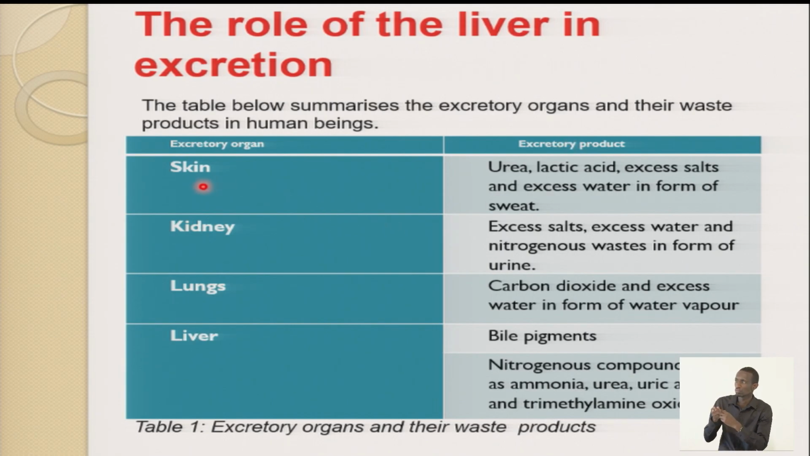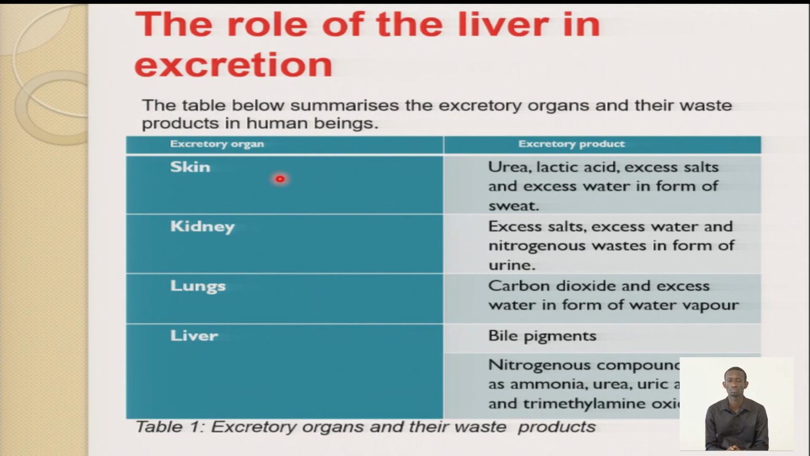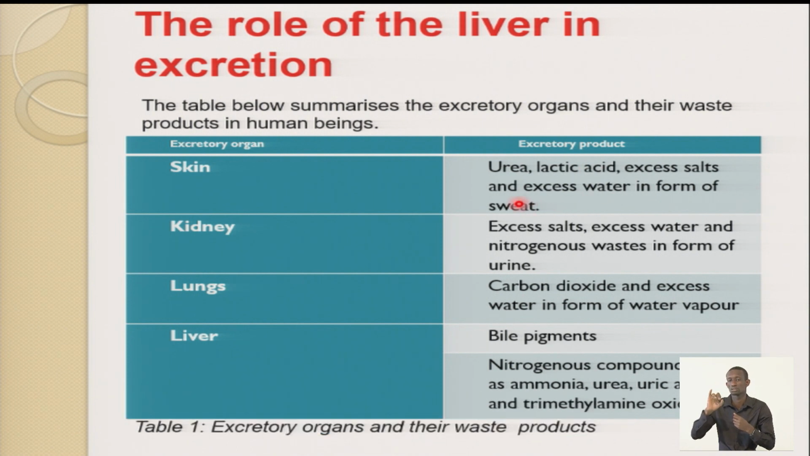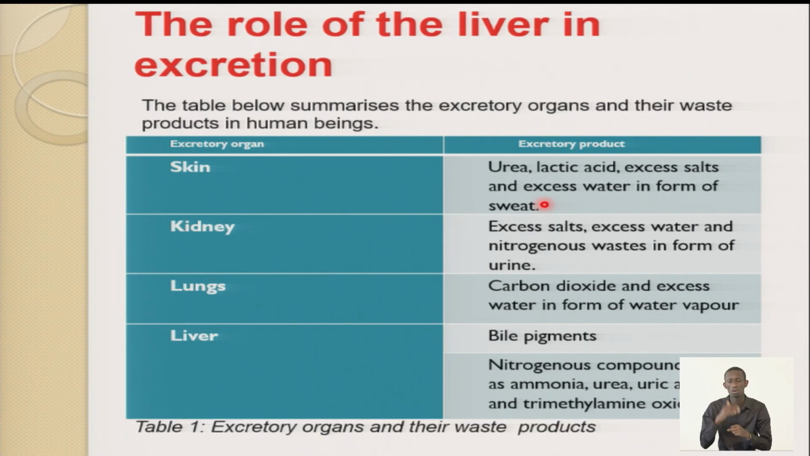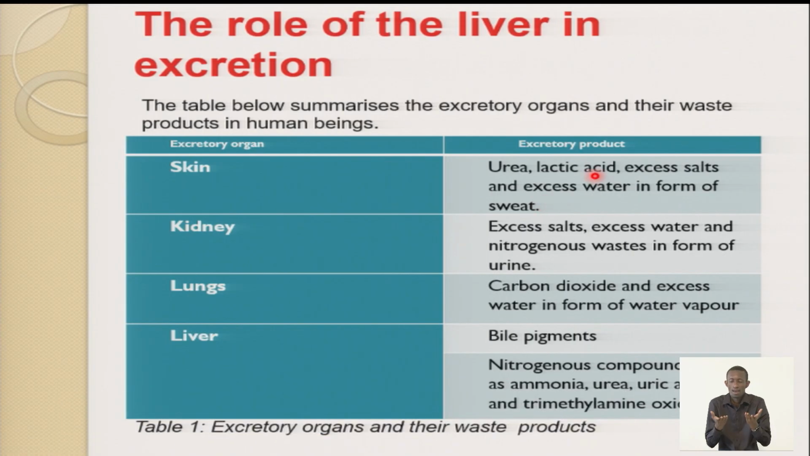We have the excretory organs: the skin, the kidney, the lungs, as well as the liver. Let's start with the skin. What are the excretory products of the skin? We have urea, lactic acid, excess salts, and excess water in the form of sweat. When there's too much water, how can it be balanced or removed from the body? You can just remove it in the form of sweat. And you talk about lactic acid and so on.